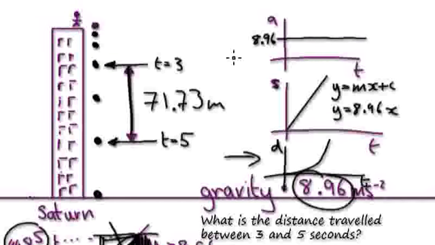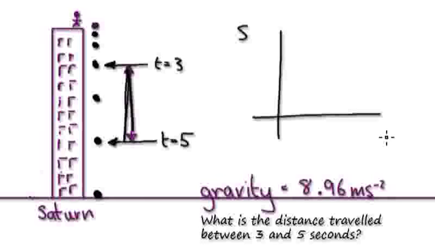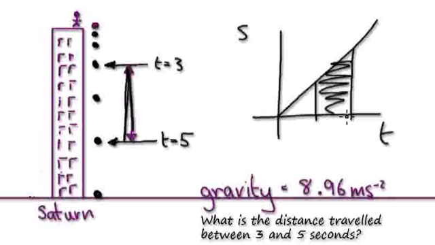So when you are given this, hang on, let me clear this. If you want to know the distance traveled here, jump to your speed time graph, and basically just work out the area of this thing here. Okay, this is 3, this is 5.